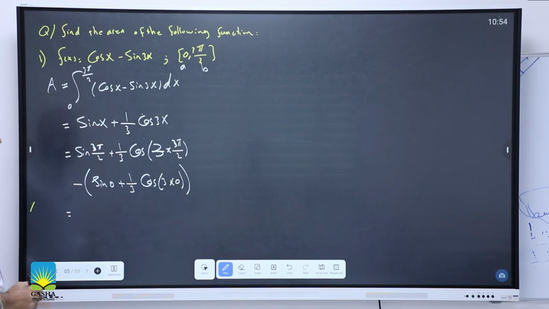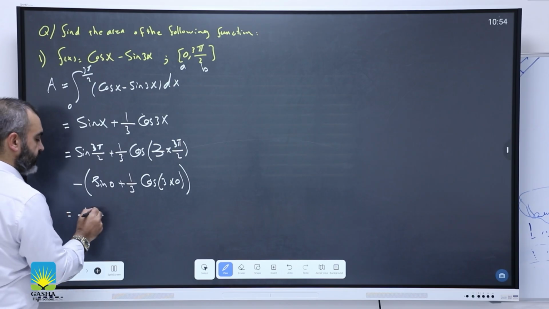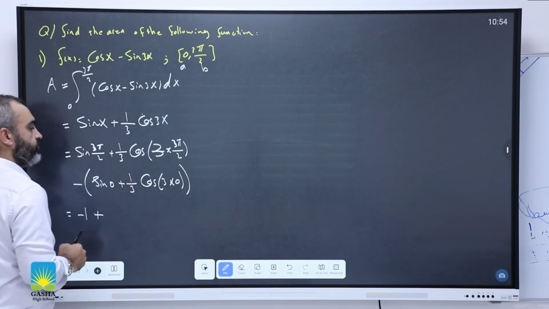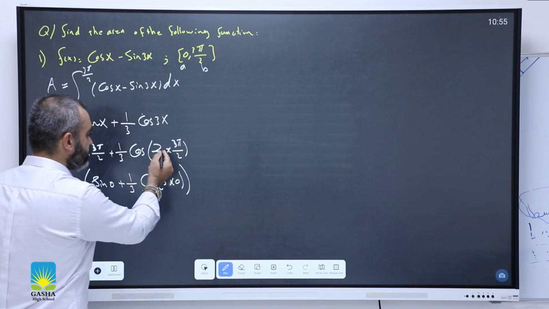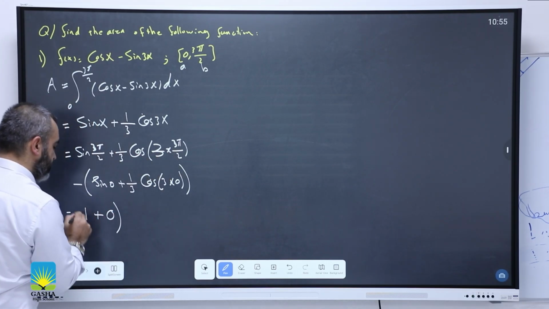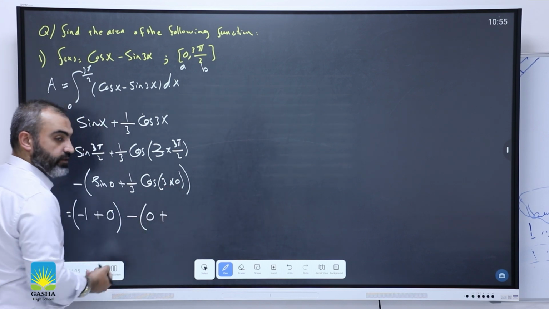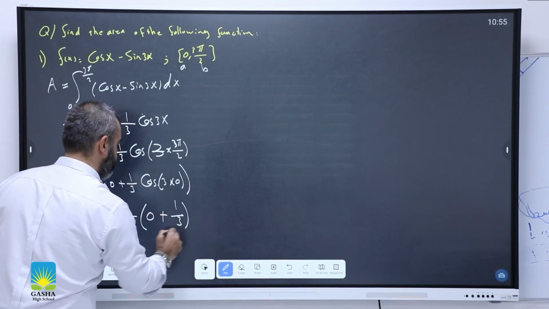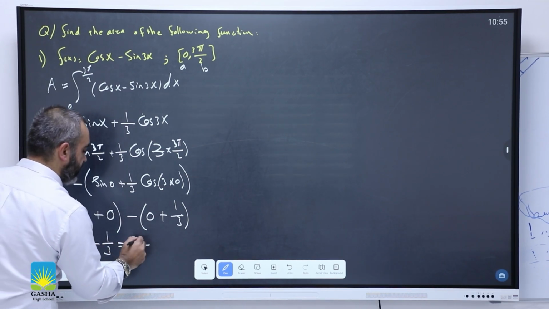So what about the result? Sine 3 pi over 2 is negative 1, plus, and we use the calculator to find cosine, sorry, 9 pi over 2, it's 0. So this becomes 0 minus sine 0, which is 0, plus cosine 3 times 0, which is 1. 1 times 1 over 3 is 1 over 3. So negative 1 minus 1 over 3 becomes negative 4 over 3.